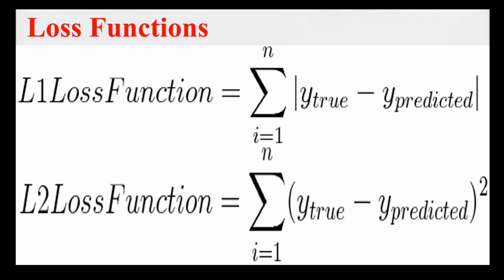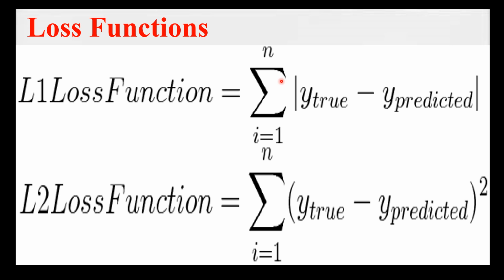Then comes the L1 and L2 loss functions. So the L1 loss function stands for least absolute deviation, and the L2 loss function stands for least square error. Now the L1 loss function is used to minimize the error, which is the sum of all absolute differences between the true values and the predicted values. And the L2 loss function is used to minimize the error, which is the sum of the square differences between the true value and the predicted value.